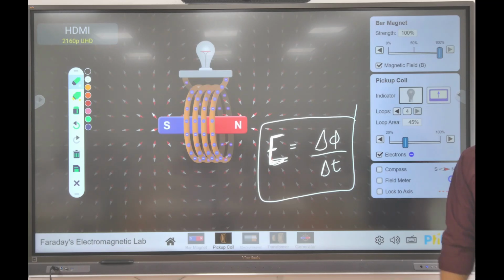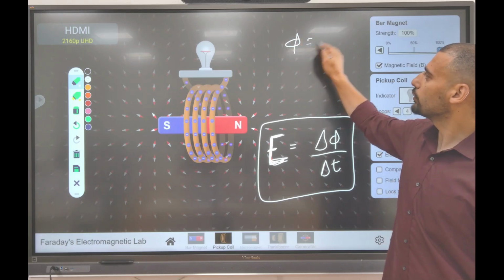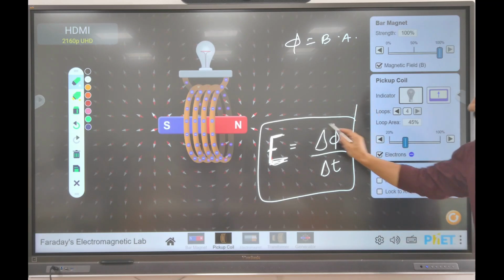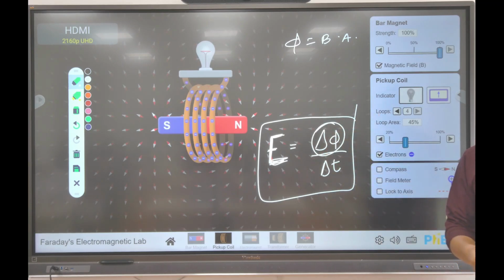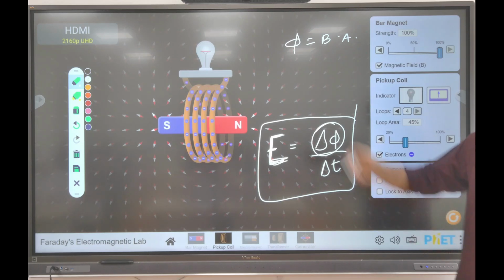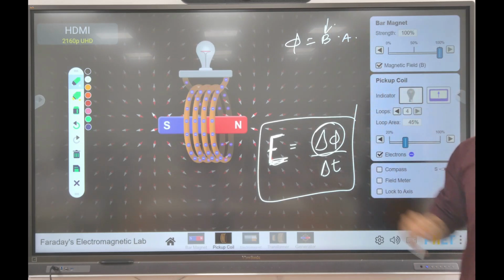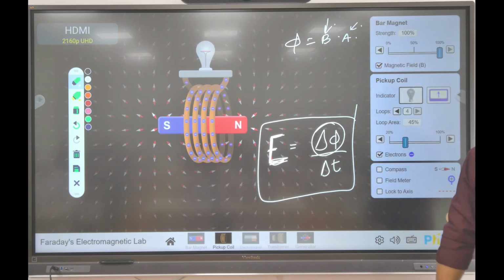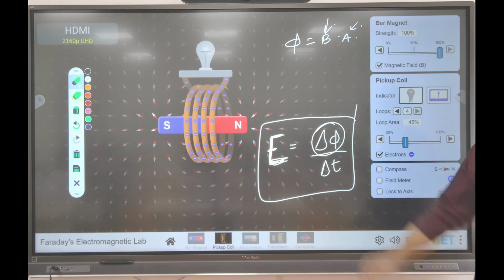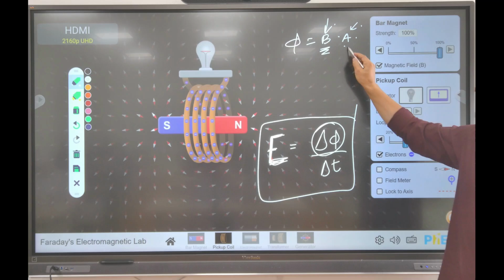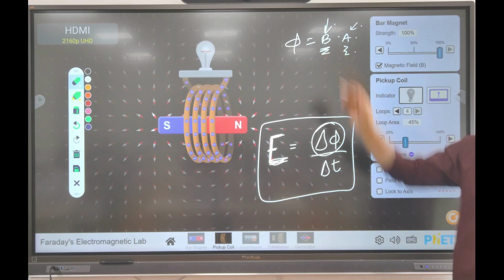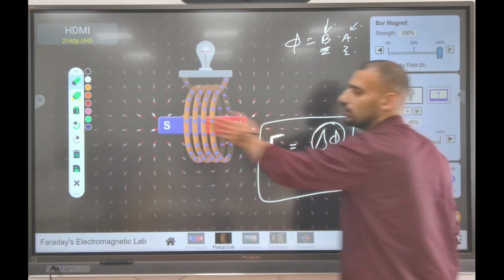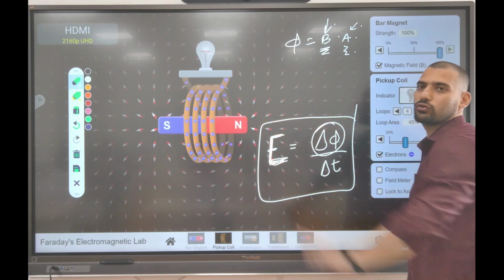Fine? But you know, flux is equal to magnetic field times area, isn't it? So in order to change the flux, how can you change the flux? Either increase or decrease the magnetic field, isn't it? Or change the area, right? Either increase or decrease the magnetic field or change the area, then only you can change the flux. So one way of changing the magnetic field was move the magnet or move the coil.